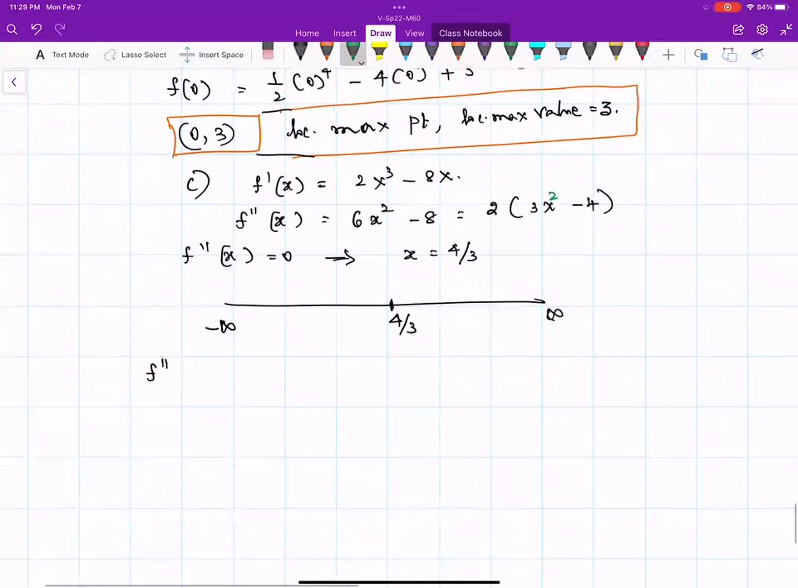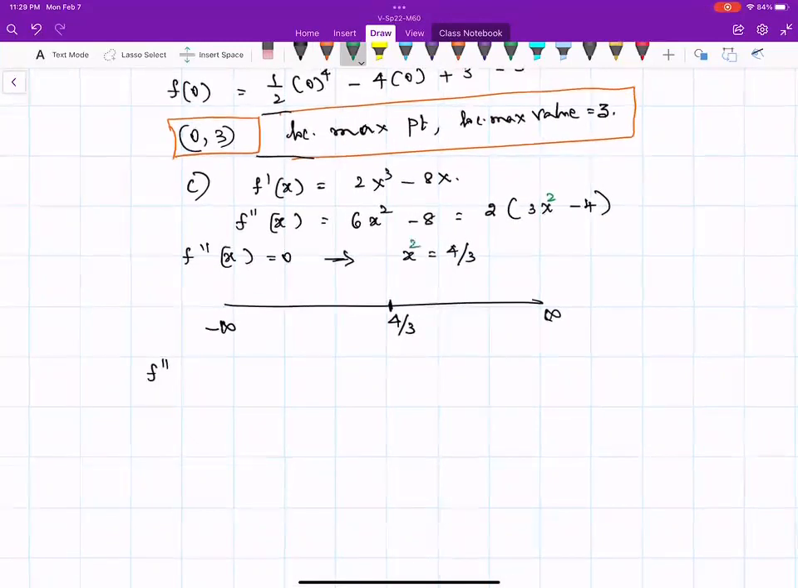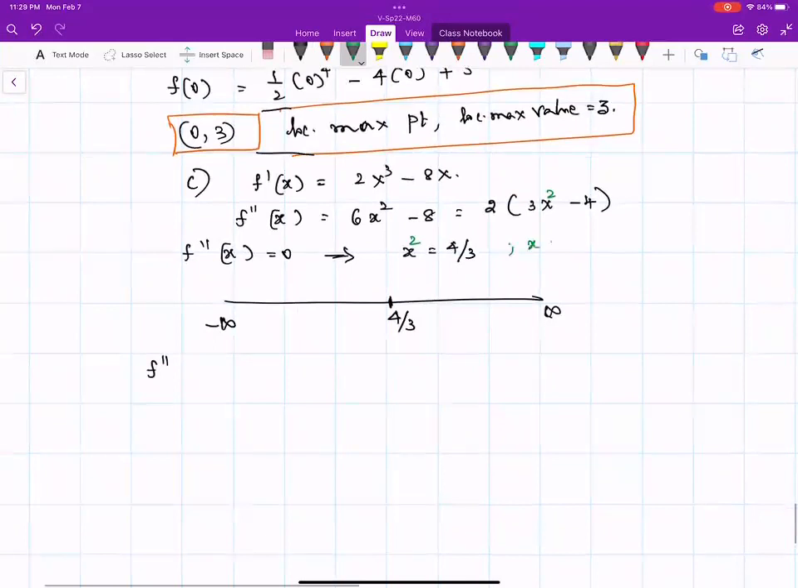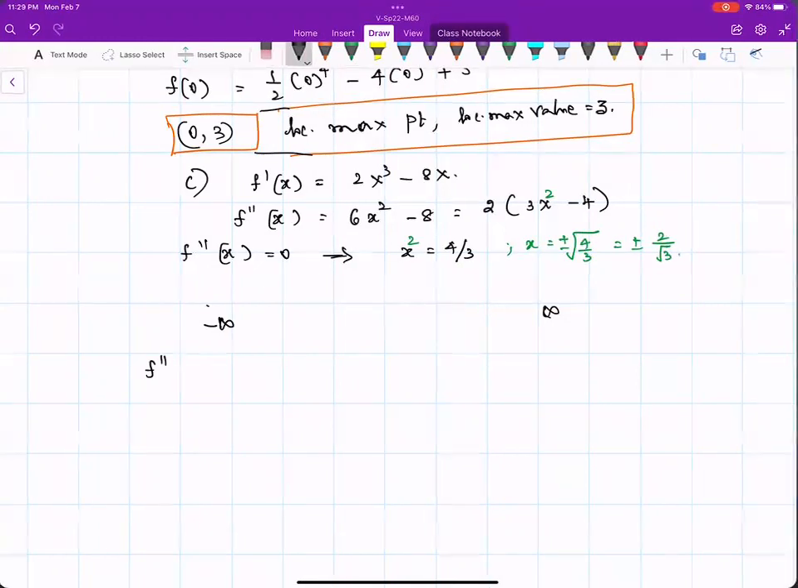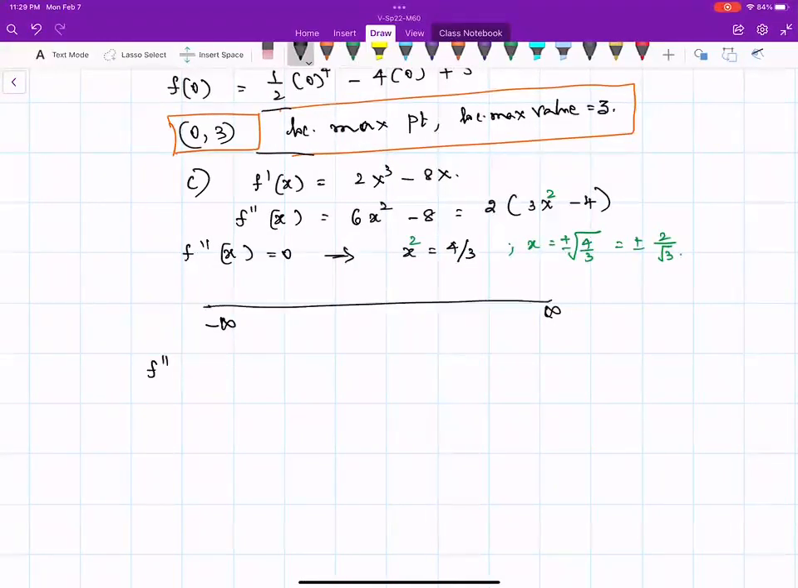This will be 3x squared minus 4. So it will be x squared equal to 4 by 3, or x equal to plus or minus square root of 4 by 3. Right? Or it is plus or minus 2 divided by square root of 3. You can write either way. Now, my division should include negative 2 over radical 3 and positive 2 over radical 3.